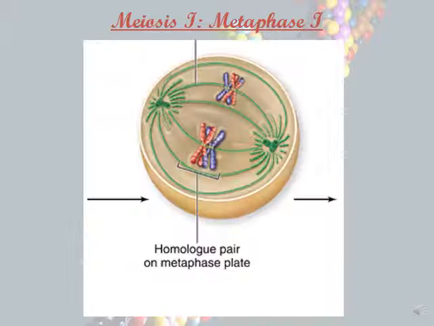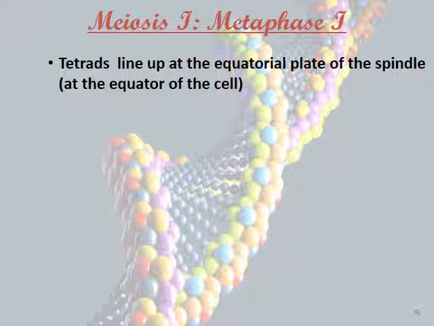Metaphase I, the chromosomes line up at the middle of the cell. But here we don't have individual chromosomes. What do we have? We have tetrads. So the tetrads line up at the equatorial plate of the spindle, at the equator of the cell.